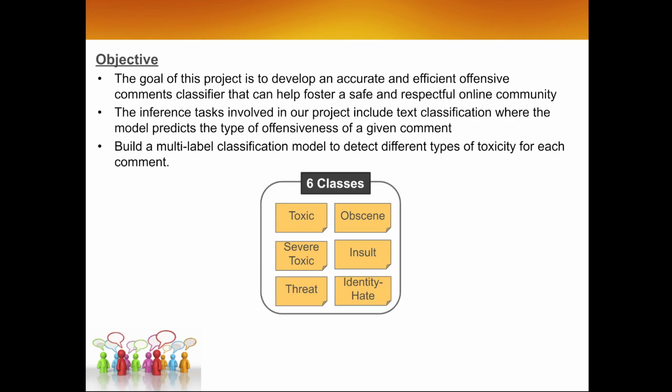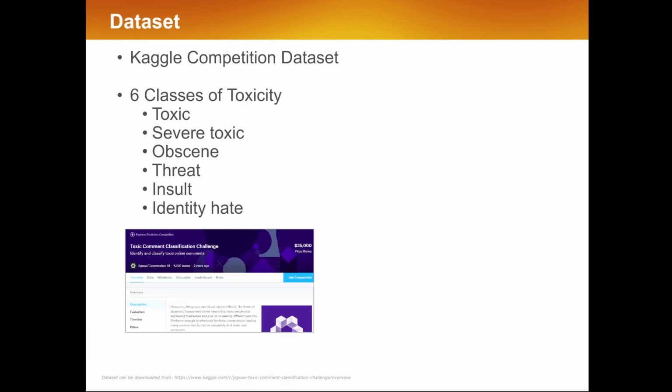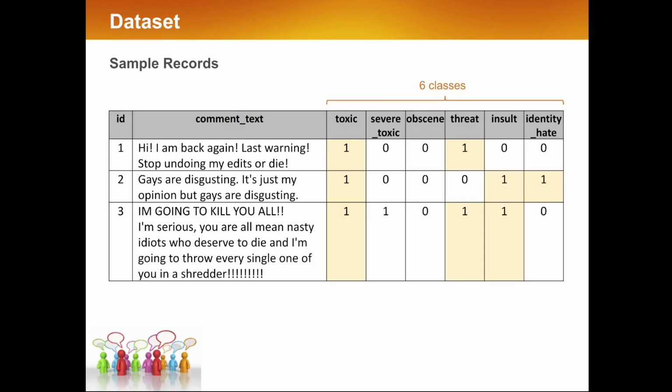by this. So our objective was to take comments from the Wikipedia comments dataset and classify them into 6 different classes: toxic, obscene, severe toxic, insult, threat, and identity hate. And you can see that each comment can belong to multiple classes. For example, this first comment here is toxic and it is a threat, and the third comment here is toxic, threat, and an insult to somebody.